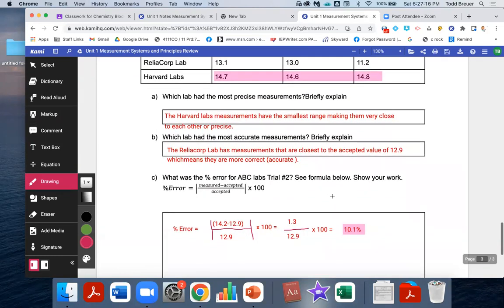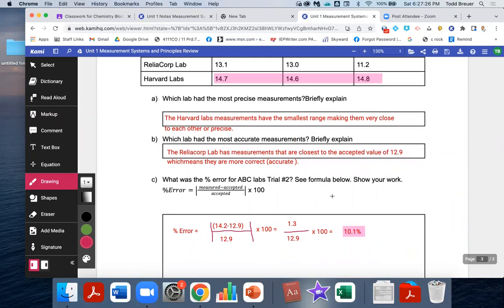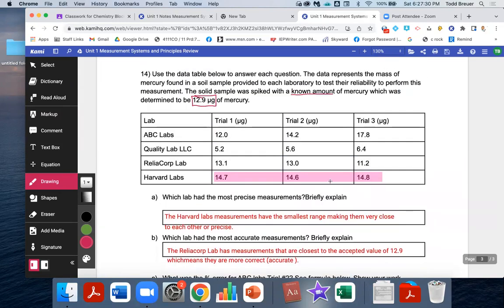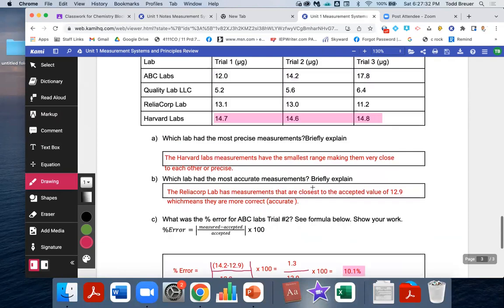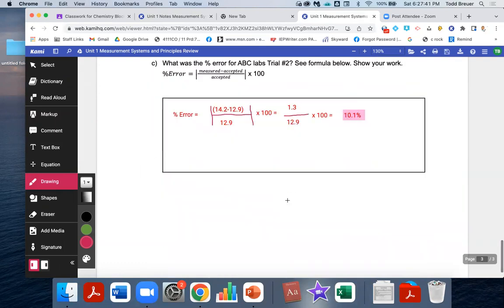One way we can reflect how accurate data is is to calculate this thing called percentage of error. The smaller that percentage, the more accurate the data is. So this asks us to calculate for ABC Labs trial 2, what would be the percentage of error. So let's go to ReliaCorp's and look at trial number 2. ReliaCorp's trial number 2 is a value of 13.